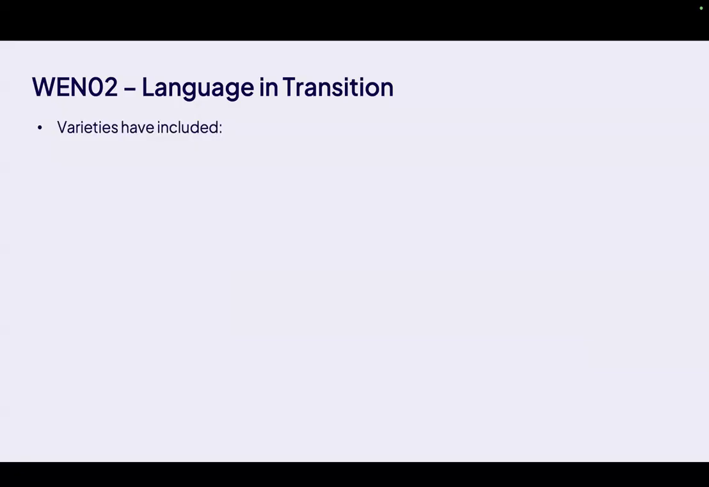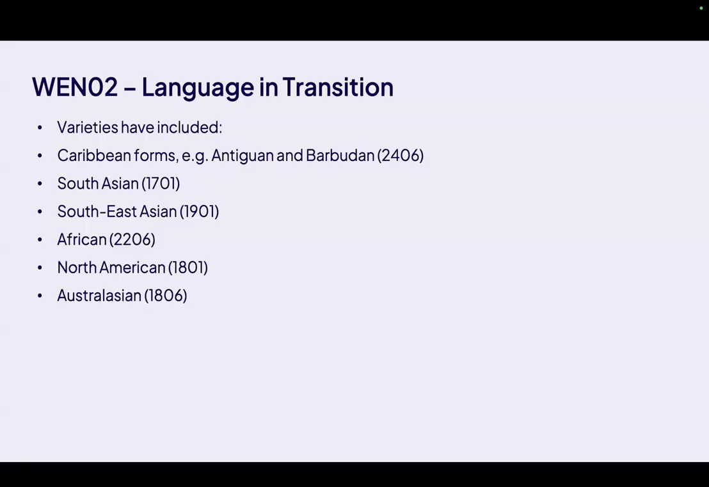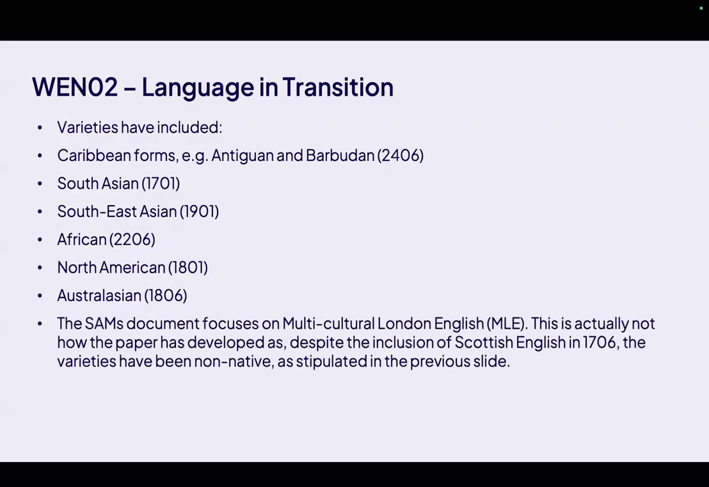All right, so as I said, language in transition. The varieties, previous iterations have included Caribbean forms like Antiguan, Barbudan. That was from June 2024. In January 2017, it was South Asian. In January 2019, Southeast Asian. June 2022 was African. January 2018, North American. June 2018, Australasian.